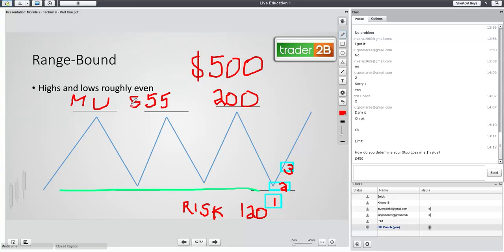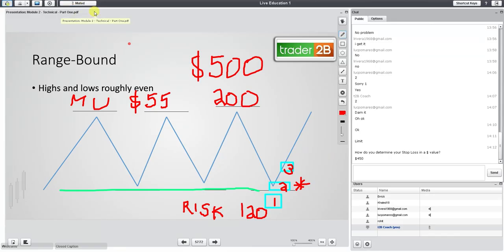So just some basic math here. If we were to buy in this particular area, let's say that's $55. We bought 200 shares, right? So let's say every 10-cent move on MU would essentially.